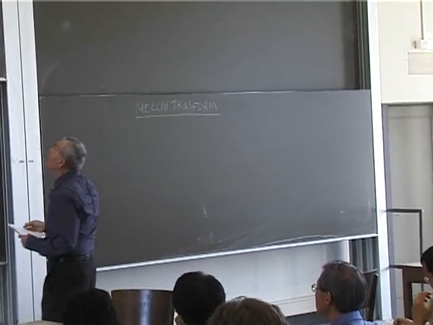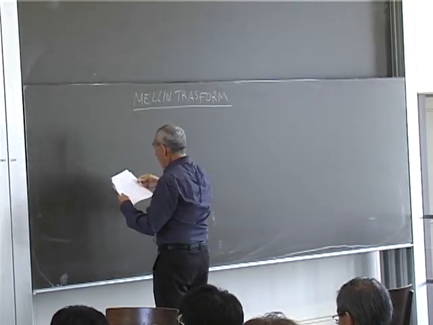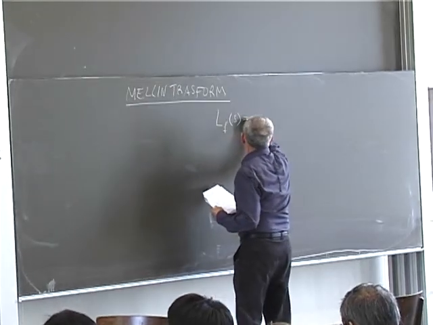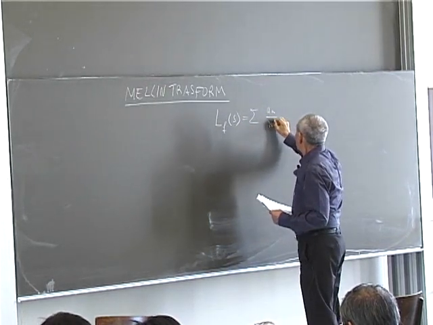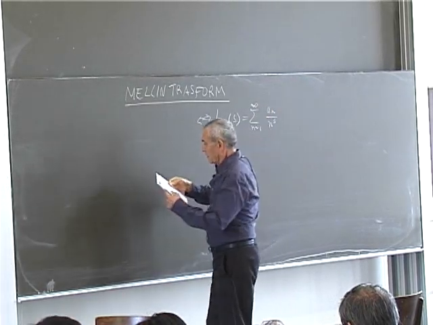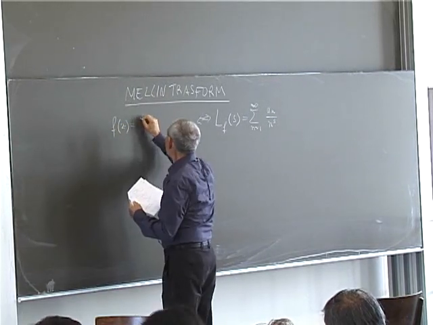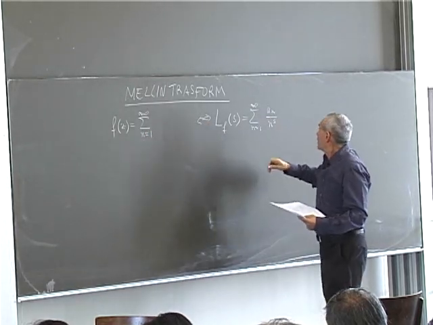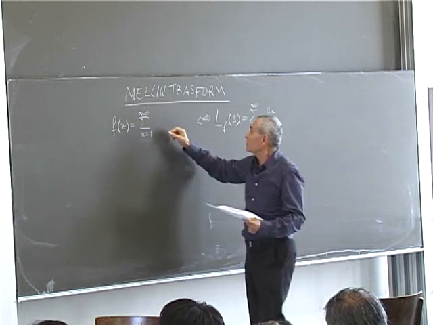Manin transform is something which relates, on the one hand, the Dirichlet series, with, on the other hand, the function of complex variables, which is given by essentially Taylor series, or rather Fourier series. This is the same coefficients.